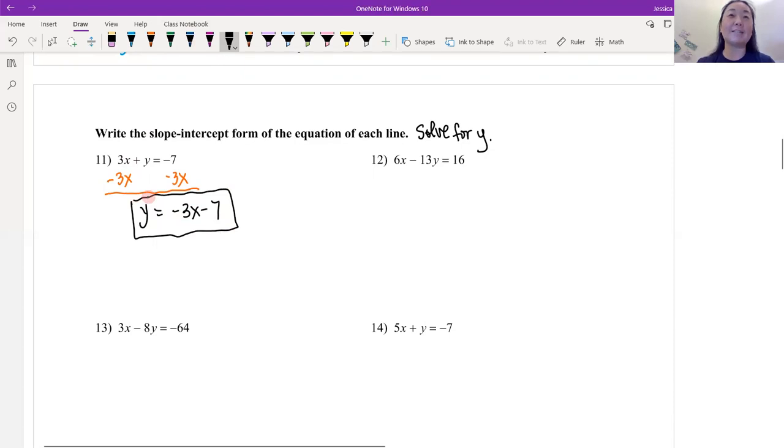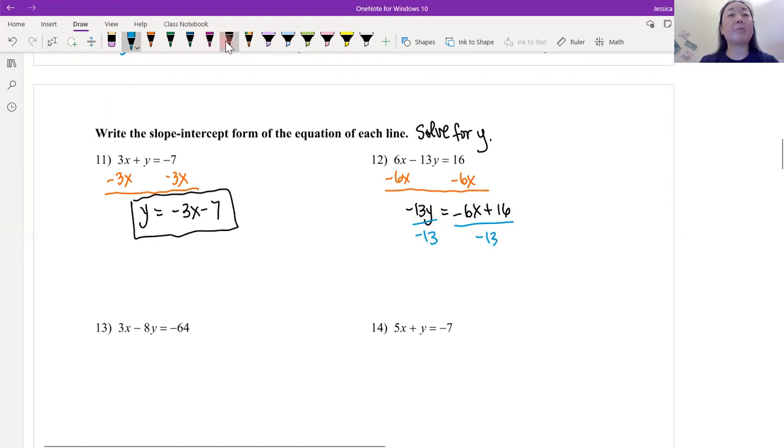Yay, see, easy. Be like, but wait, there's got to be more. Yes, there is. And here we go. So again, here we have the 6x that we don't want. So we're going to subtract it out. And we're going to get negative 13y is equal to negative 6x plus 16. And then all we're going to do is get rid of that multiply by dividing. So divide by negative 13, divide by negative 13.